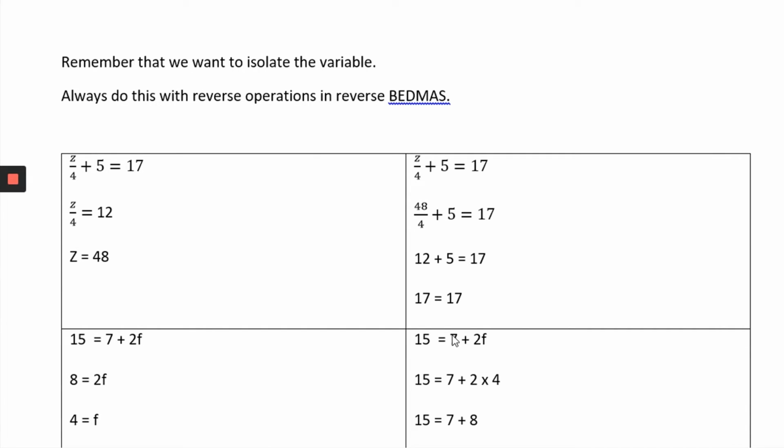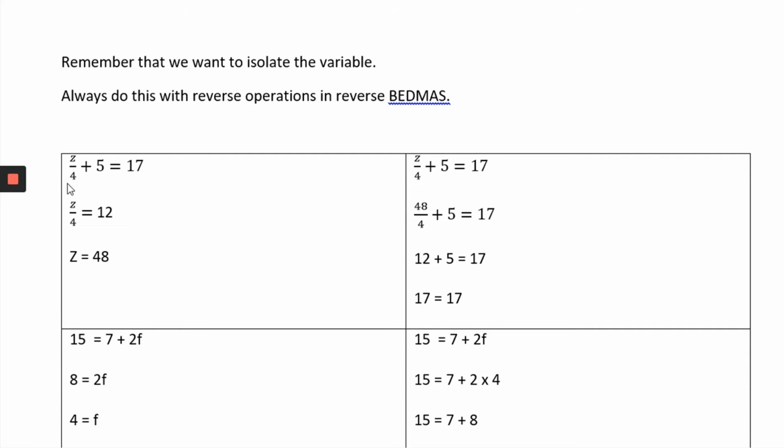Okay, so at this point, we'll do away with the balance system, and we'll just do it mathematically. Let's keep in mind we always want to isolate the variable. We want to get it by itself. And we accomplish this with reverse operations in reverse BEDMAS. So let's begin here. We have the fraction z over 4 plus 5 equals 17.